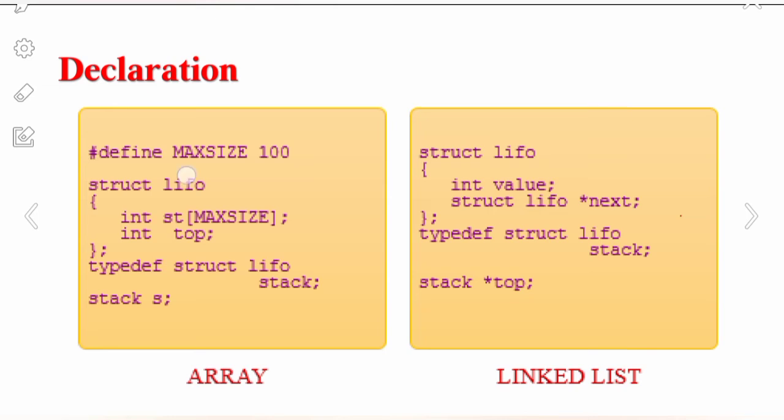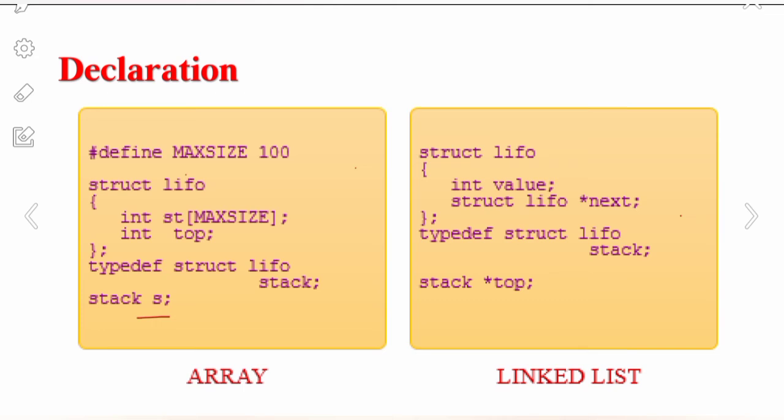Define maximum size 100 and structure LIFO. So we use structures for implementing the stacks. Here we are taking the maximum size as 100, which means in a stack we can store 0 to 99 elements, and top points to the top of the stack. Based on how many elements are there in the stack, the top will point. And typedef structure LIFO stack: we are defining the structure LIFO here and stack S. This is the pointer that points to the top of the stack, and we can access the elements in the structure using the stack S.